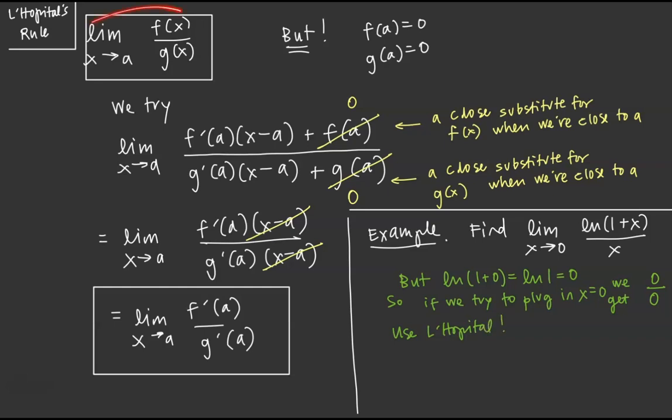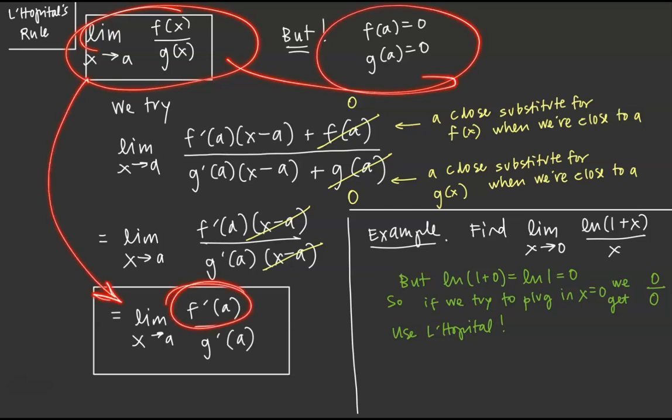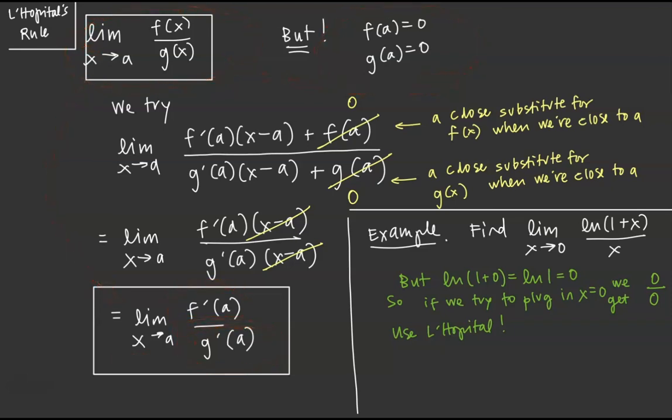L'Hopital's rule says that if you have this limit but you're getting 0 over 0, you can take the derivative of the top and the derivative of the bottom, and that limit is actually going to be the same thing. So that's what we're going to do. Because of L'Hopital, this limit will equal the limit as x goes to 0 of the derivative of natural log of 1 plus x, which is 1 over 1 plus x, over the derivative of x, which is just 1.